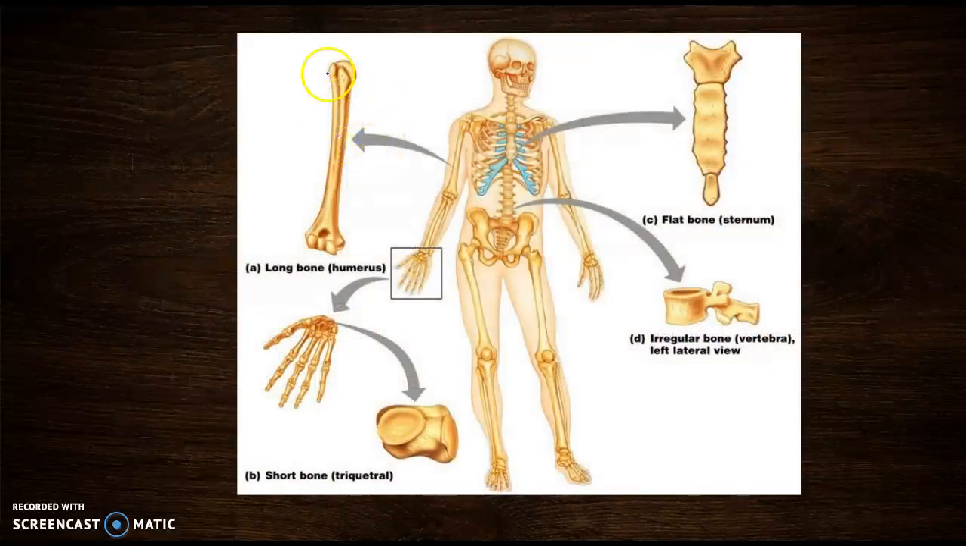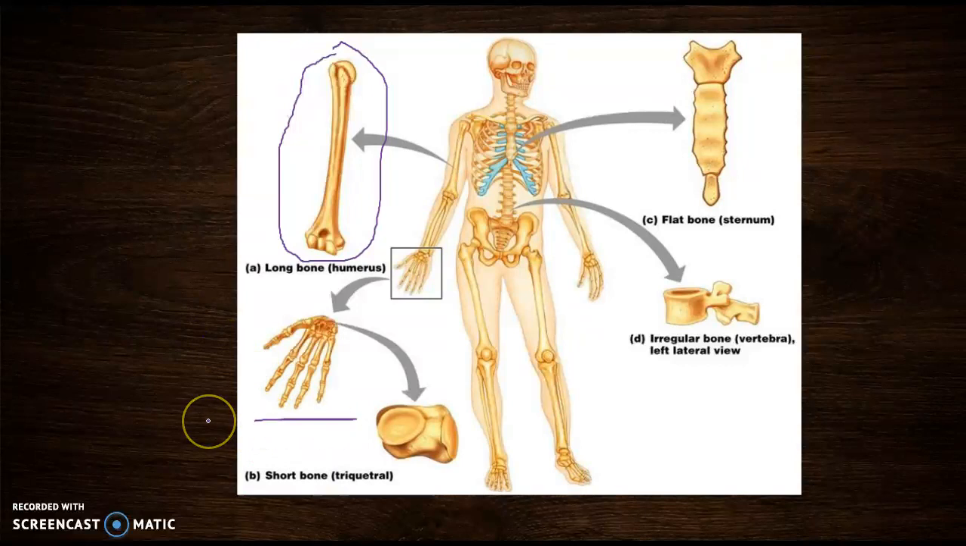So if we look, here's our typical long bone, which would be like our humerus and our femur, our ulna, our radius. Okay, then we have short bones, or cube bones, sometimes you'll hear them called. That's going to be wrist, ankle, patella.